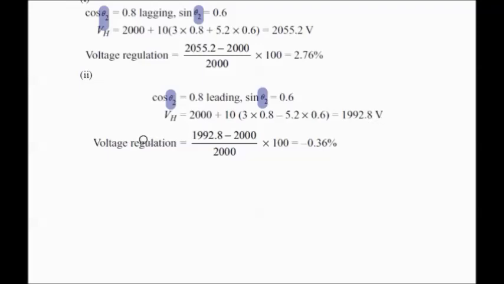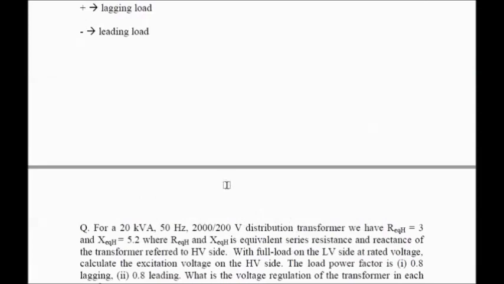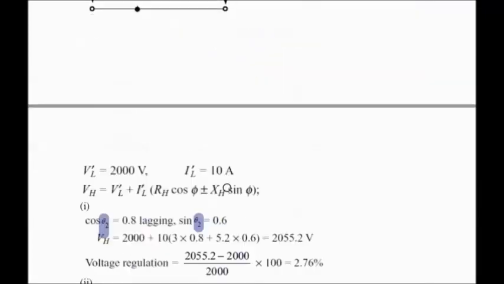So VH will be 1992.8 volt, and hence the voltage regulation will be this voltage minus this voltage, divided by this voltage, multiplied by 100. That is VH minus VL prime upon VL prime, where VL prime is the full load voltage. This will be your voltage regulation for the second case, the 0.8 leading power factor load. So this is all about voltage regulation in a transformer.